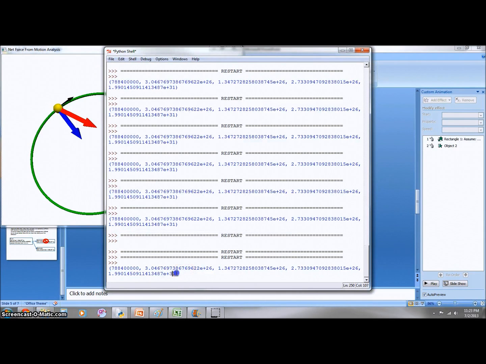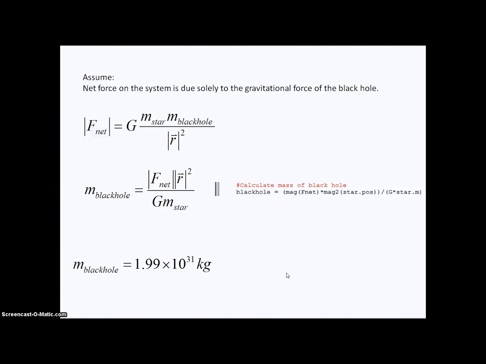The output window shows the mass of the black hole. This is the value that we're looking for. The mass of the black hole is 1.99 times 10 to the 31 kilograms.